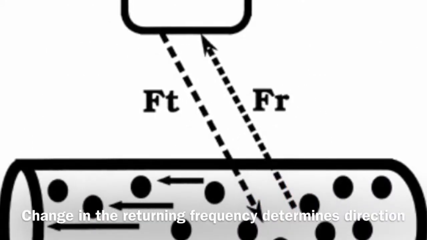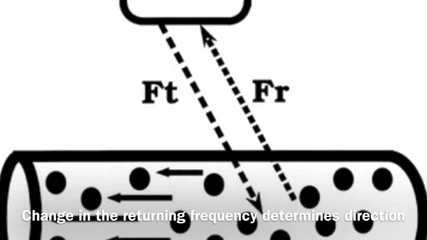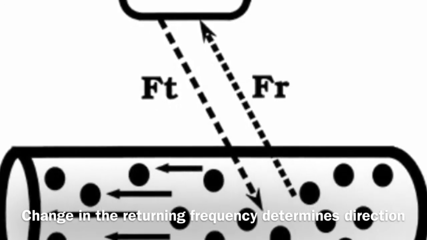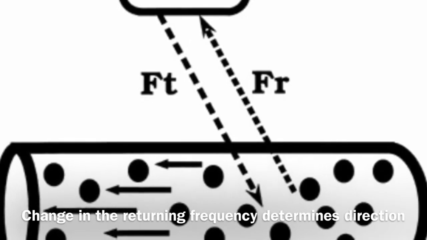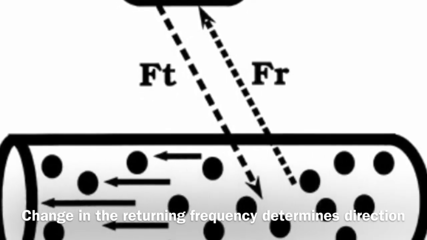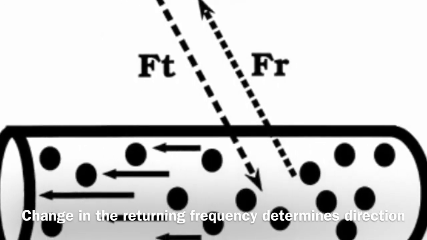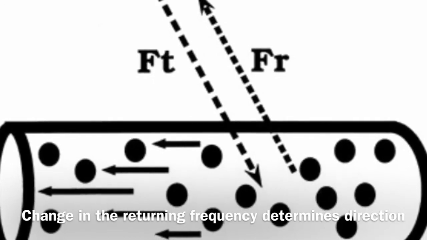The transmitted ultrasound waves change in frequency when they encounter moving RBCs in the examined vessel. The returning waves are then processed and are translated to the presence of flow and in what direction. If the direction of motion of RBCs is towards the transducer, the returning waves will possess higher frequency.